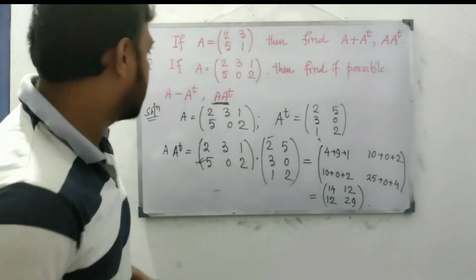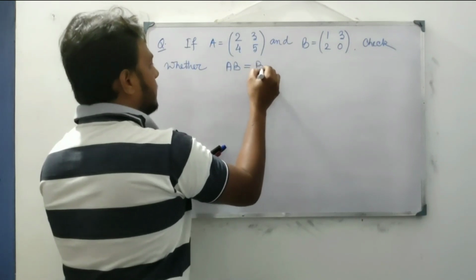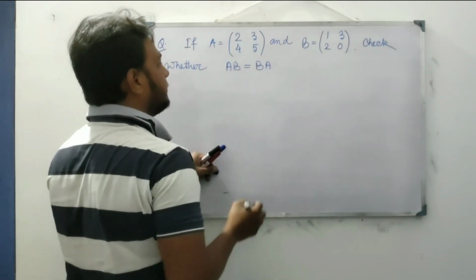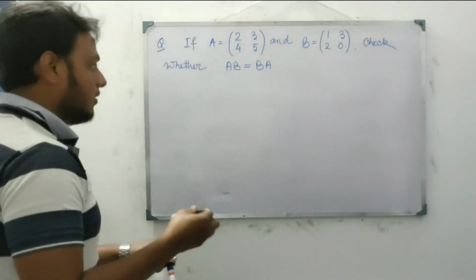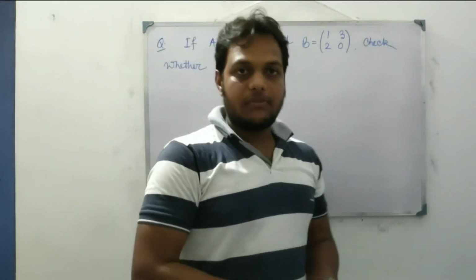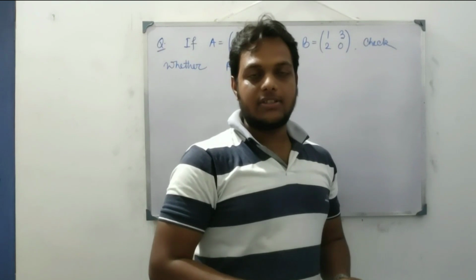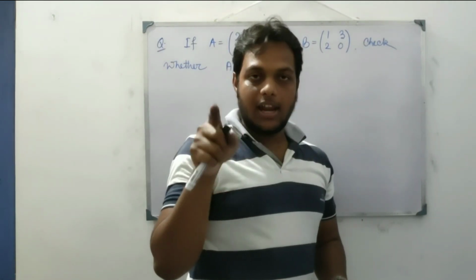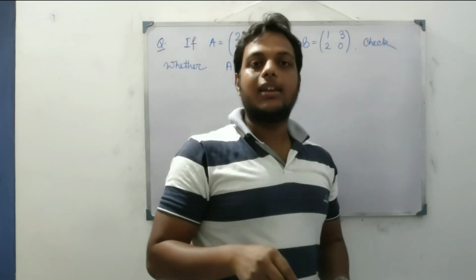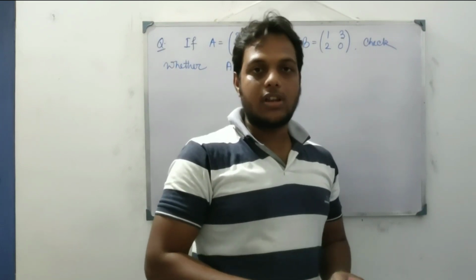Next was to find BA. Okay, we have to check whether AB equals BA or not. I told you in my first video that matrix multiplication is not commutative. That means in general, if you consider A and B, then AB and BA, these two matrices are not equal.